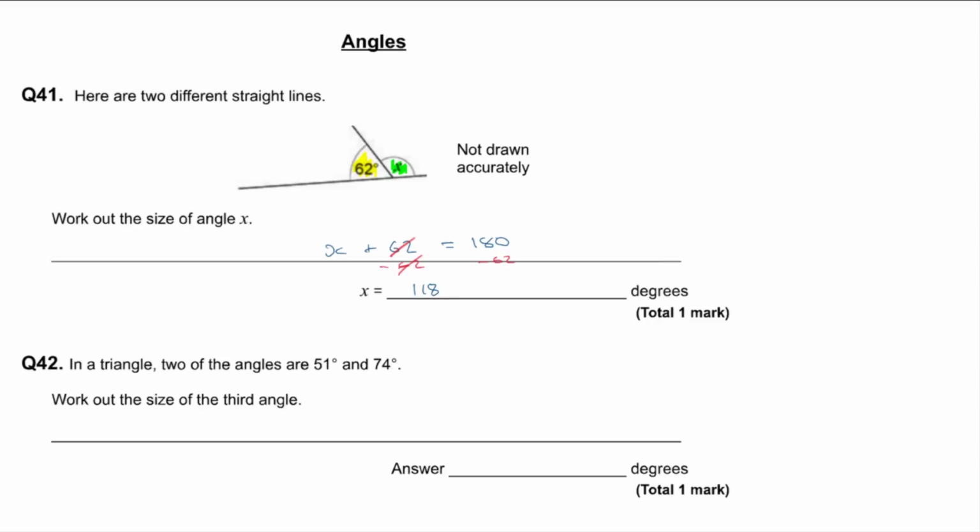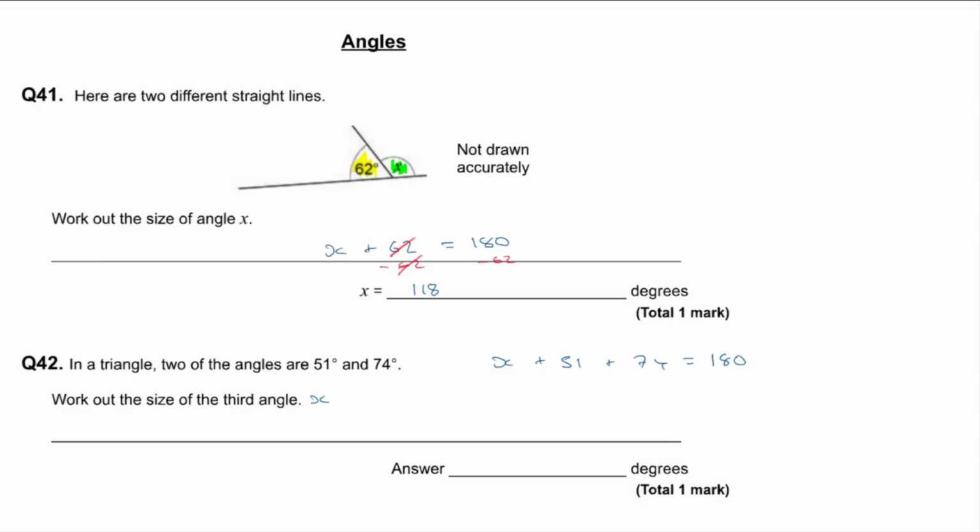Okay. Question 42 says, in a triangle, two of the angles are 51 and 74. Work out the size of the third angle. Okay, so let the third angle be x. Then my three angles, x plus 51 plus 74, must be equal to the interior angles of a triangle, which always add up to 180 degrees.